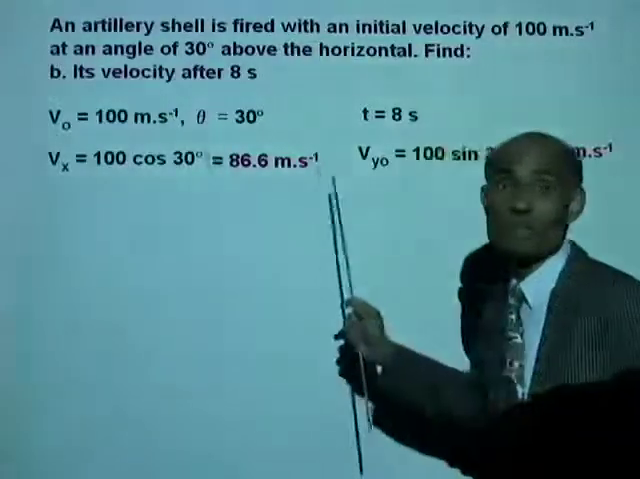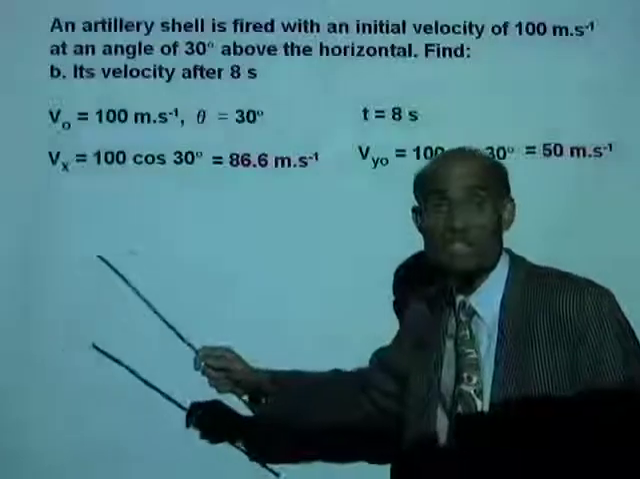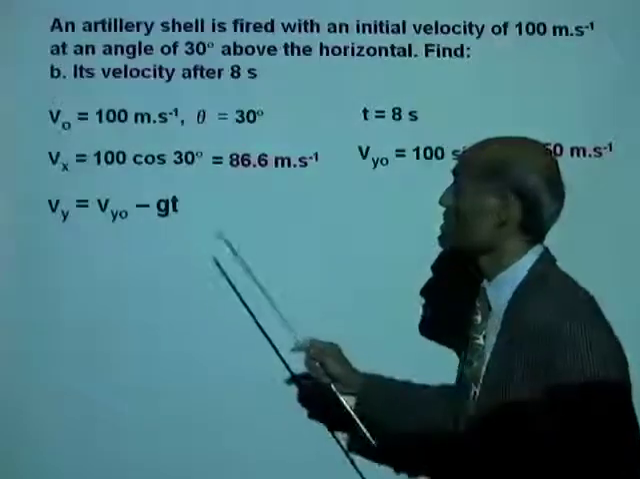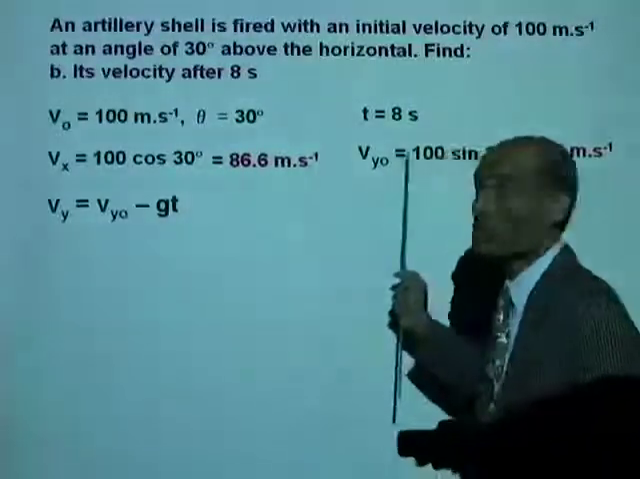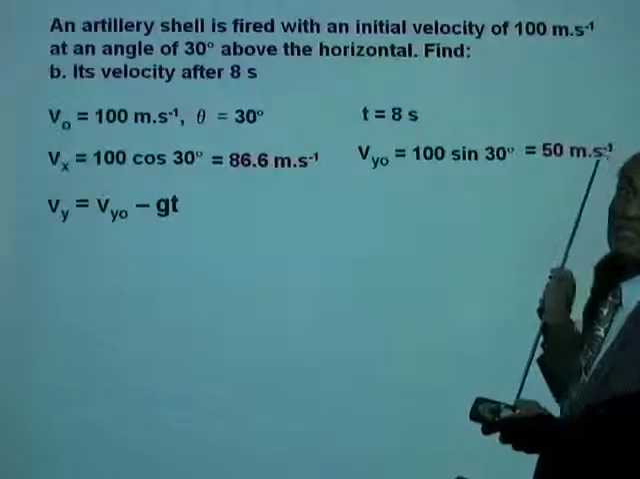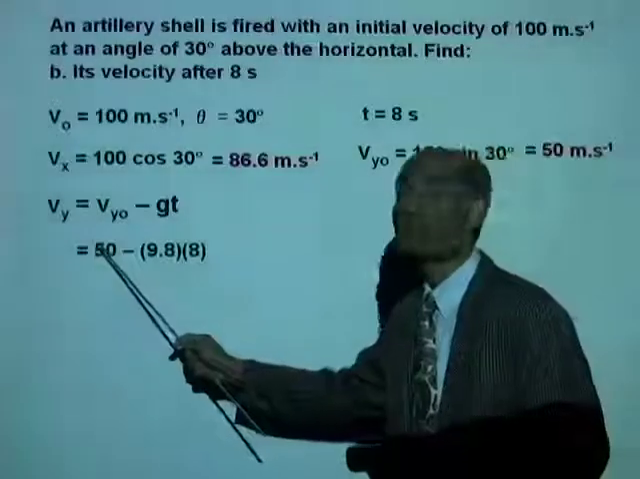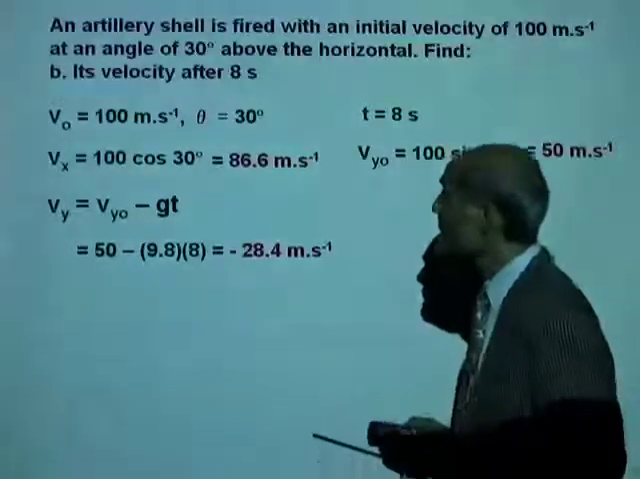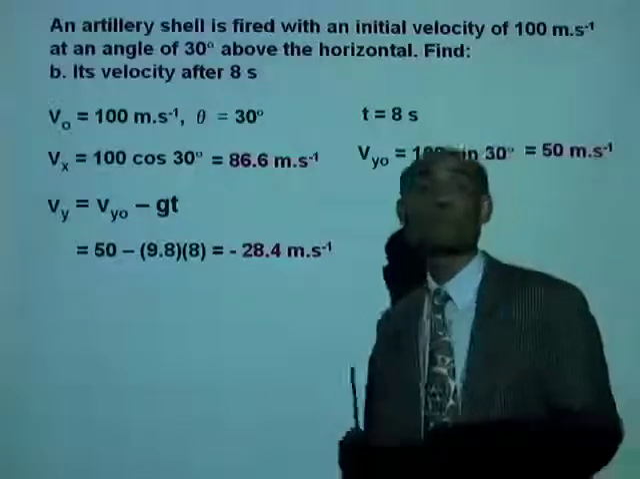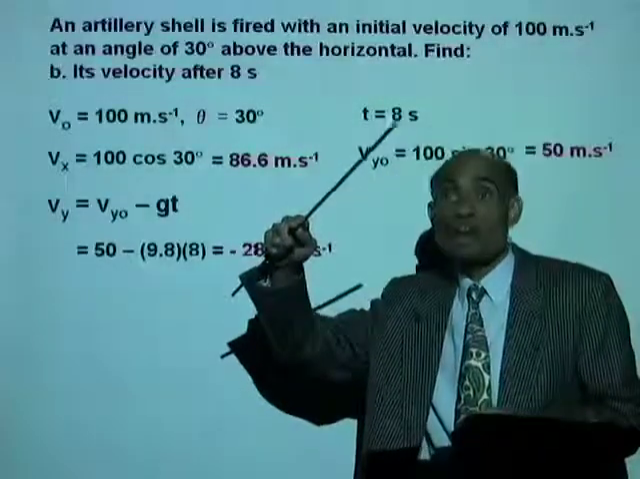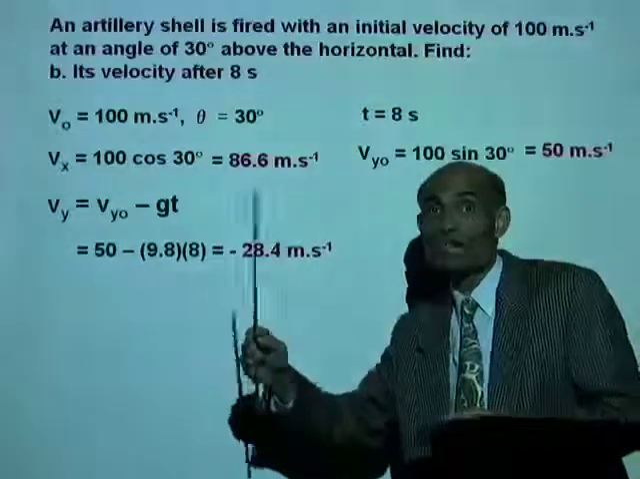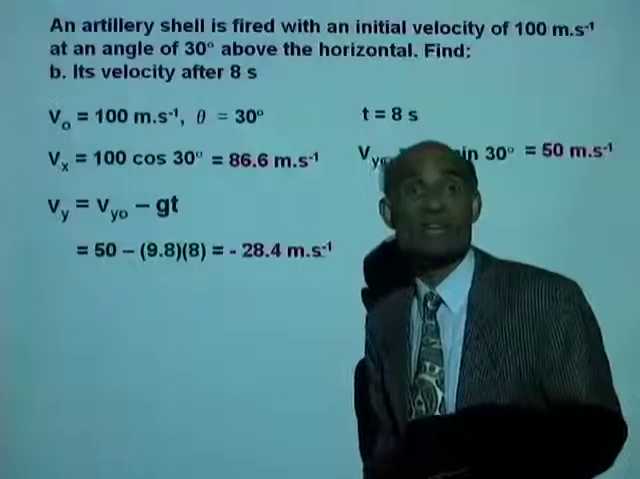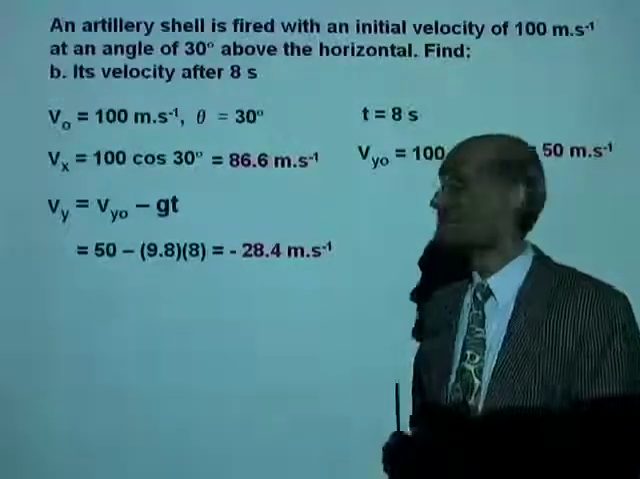Vy equals Vy0 minus gt. Vy0, the initial vertical velocity, is 50 meters per second. So that will be 50 minus 9.8 times 8. That is negative 28.4 meters per second. So that is the time the projectile is on its downward journey. The vertical velocity at that time is negative 28.4 meters per second.